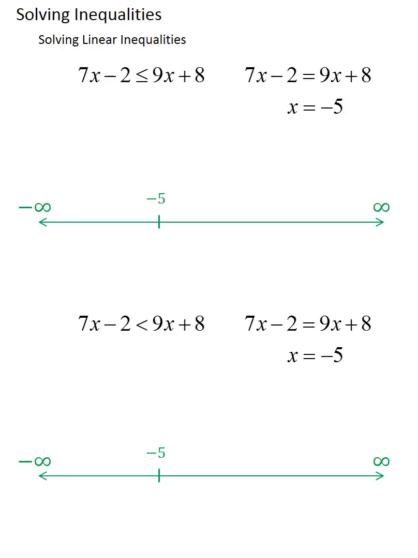We would then divide the number line up into two parts using the equation solution, or the -5 in this case. And then we would pick some random number to the right of it. Notice this statement is true, as is this. We would then pick some number to the left of -5, and it turns out we would get a false statement.